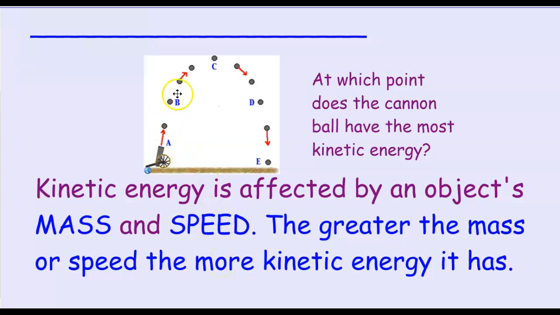In this example, the cannonball has the same mass throughout its trip, but its speed is different. At point A, it has great speed, and at point C, it has less speed. So the ball loses kinetic energy as it rises, and then it gains kinetic energy as it falls.